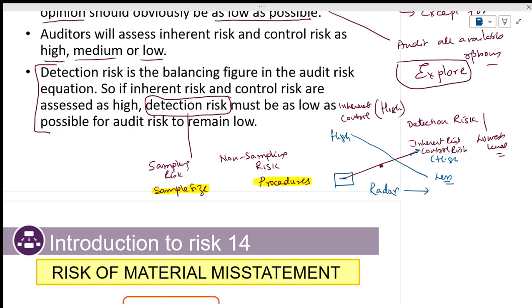Pardon? So you mean if the inherent and control risk is very high, there should be effective procedures in order to detect the same and to come up with an accurate opinion by the auditor, right? Accurate and effective procedures, yes, by the auditor, in order to come up with an accurate opinion. Yes. Okay, that's the way.